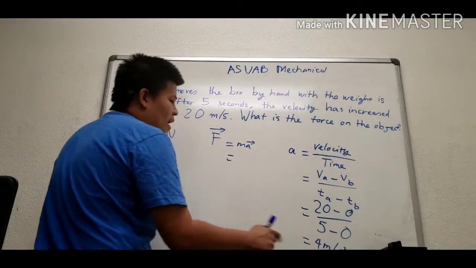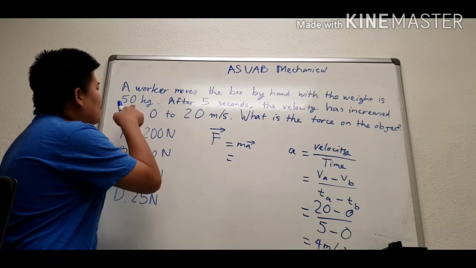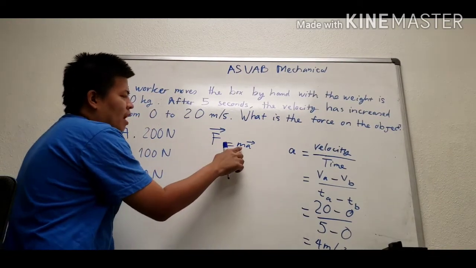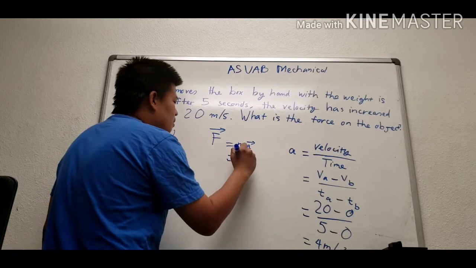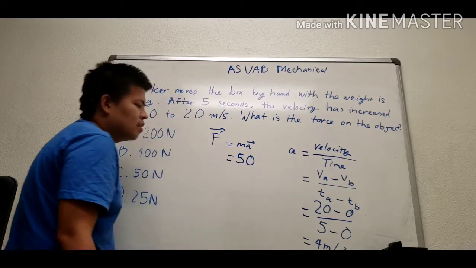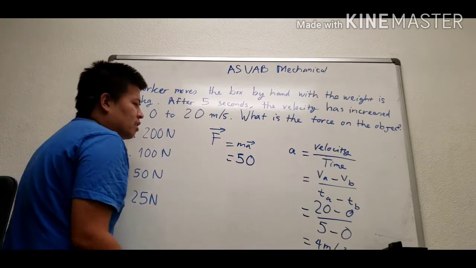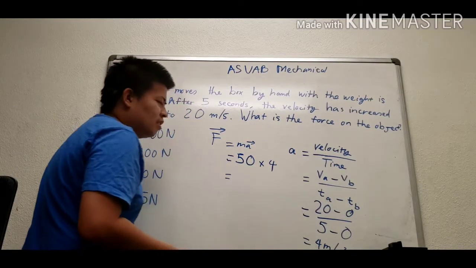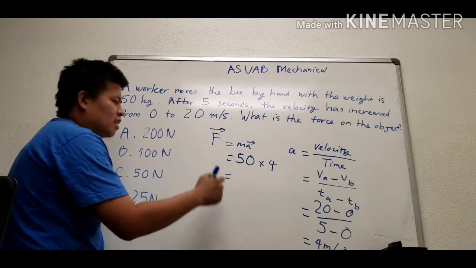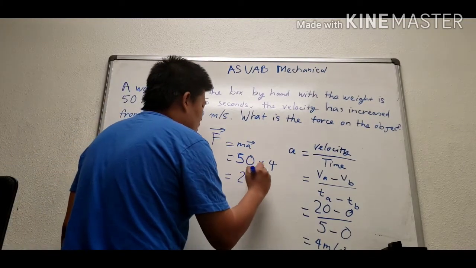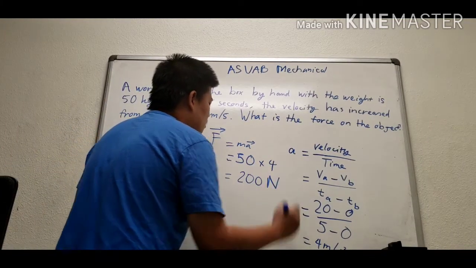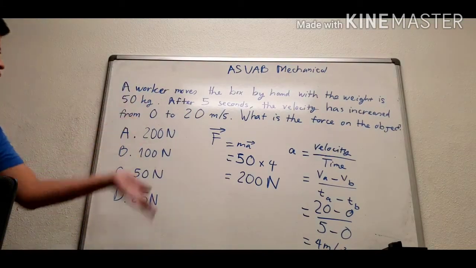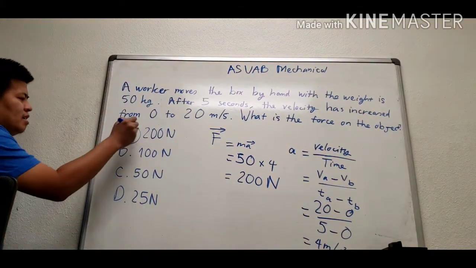After we find the acceleration, we apply the formula. M is about 50, and we have acceleration is about 4. So the force in here is about 200 Newton. So the answer for this question is A.